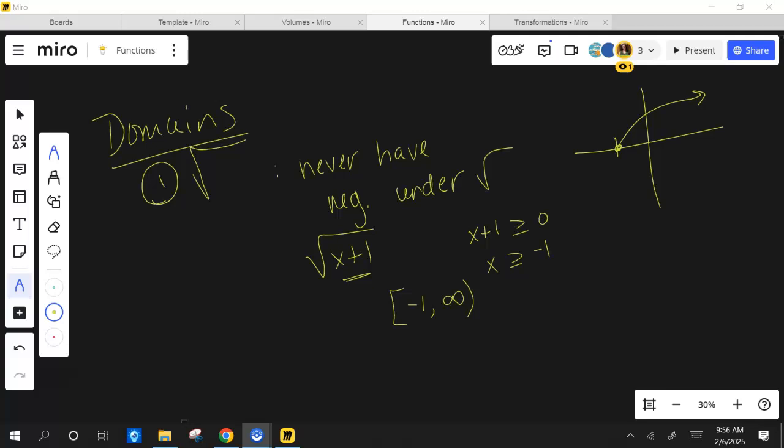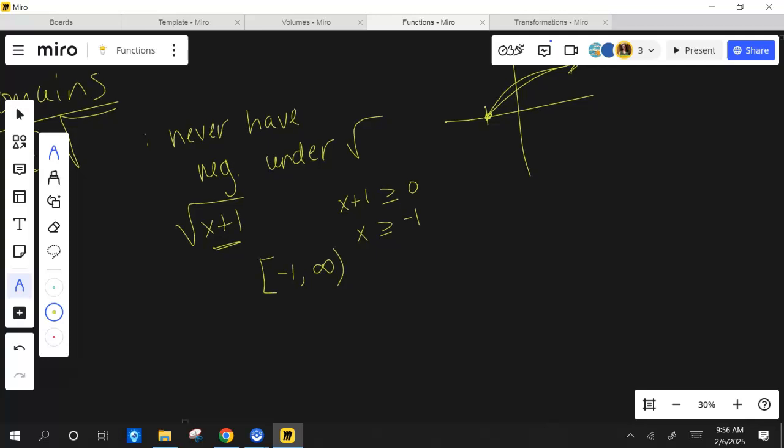It's just like whatever you add, the x has to be greater than that. Because it's going to the right forever. Parent graph is square root of x. Okay, let me show you another one.